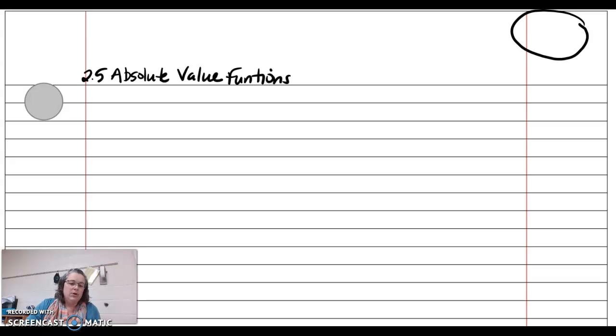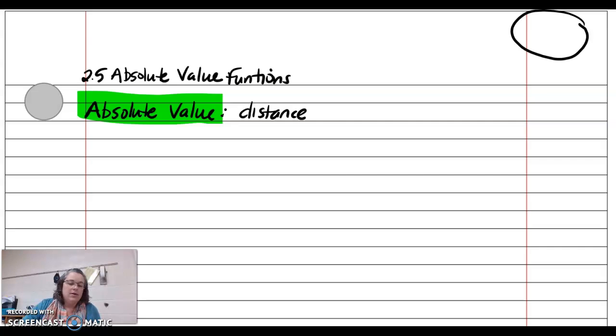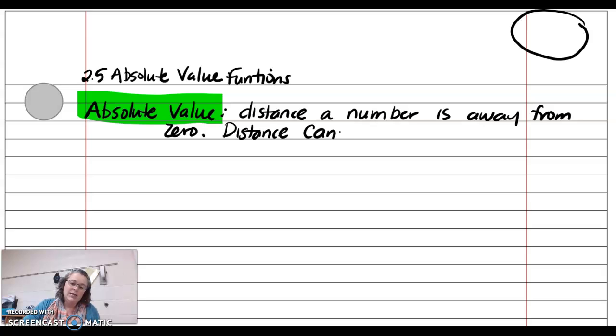So our first word that we're going to talk about is absolute value and what it means. Highlight that. Okay, absolute value is literally the distance a number is away from zero. And then a big thing here is that distance cannot be negative.